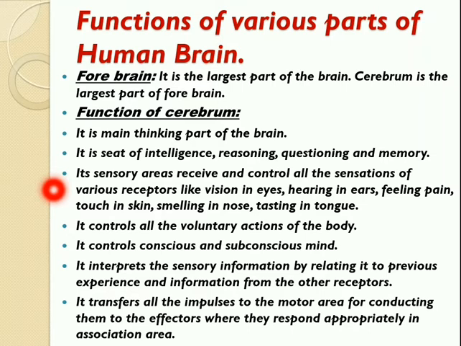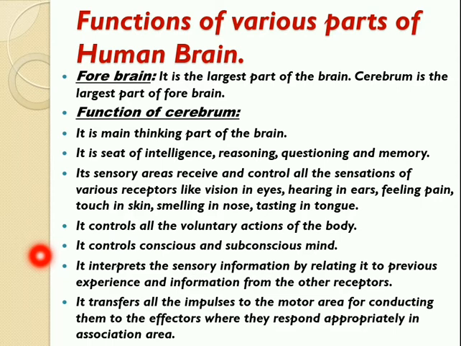Its sensory areas receive and control all the sensations of various receptors like vision in eyes, hearing in ears, feeling pain and touch in skin, smelling in nose, tasting in tongue. All are controlled by the cerebrum part. It controls all the voluntary actions of the body. It controls the conscious and subconscious mind, meaning what you do consciously or subconsciously is controlled by this cerebrum part.